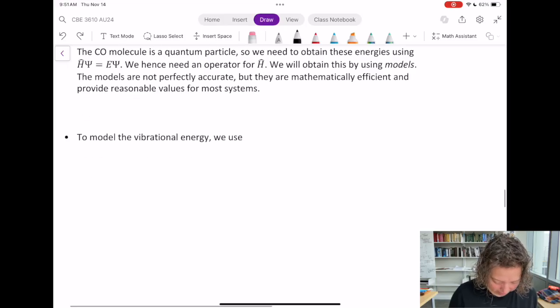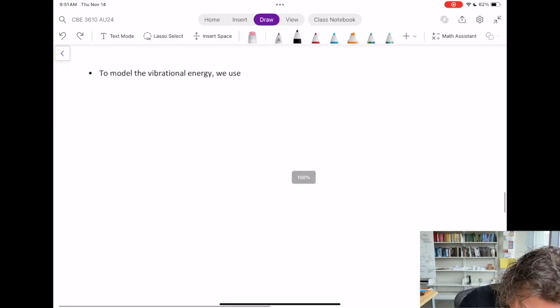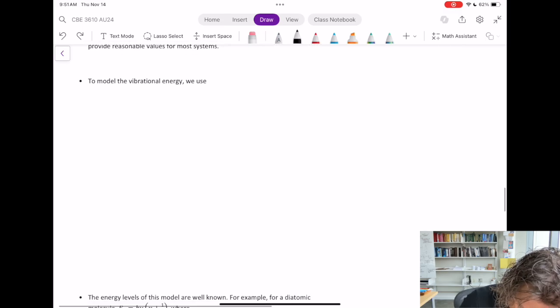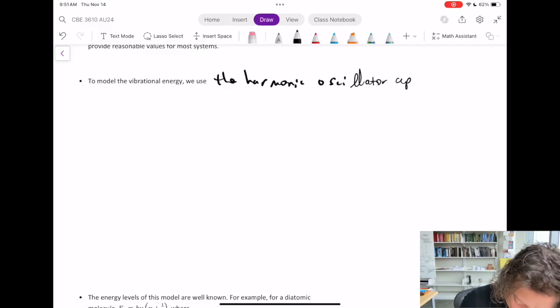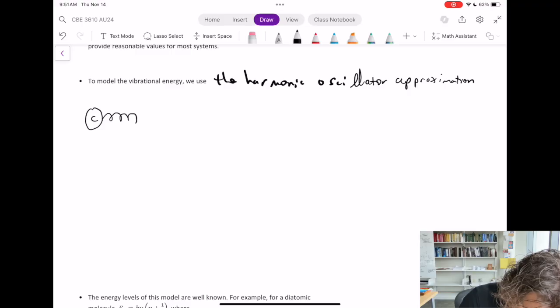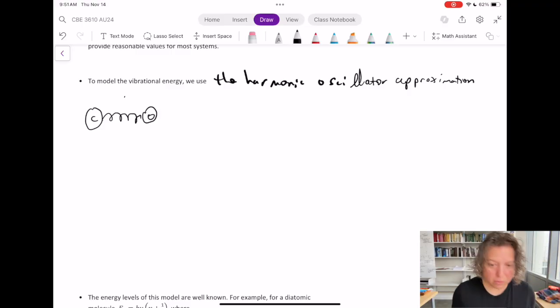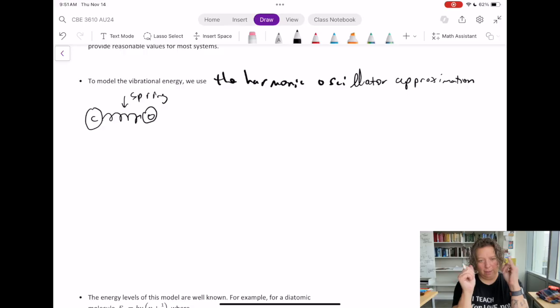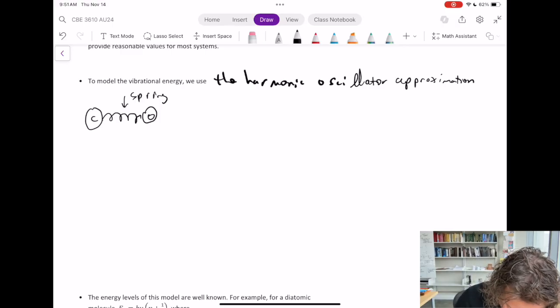Okay, so to model the vibrational energy, we use the harmonic oscillator approximation. What that says is that I'm going to put the two nuclei, I'm going to attach them by a spring, and the spring is going to vibrate based on the potential that's set up between those two nuclei, and also pursuant to a spring constant. The harmonic oscillator energy levels.